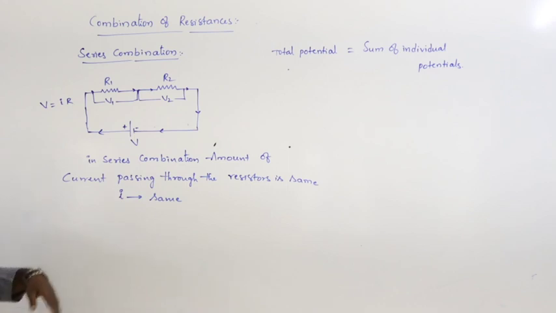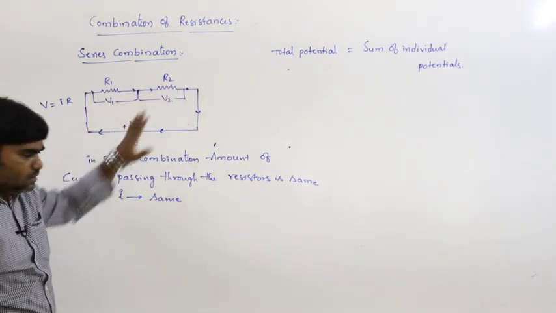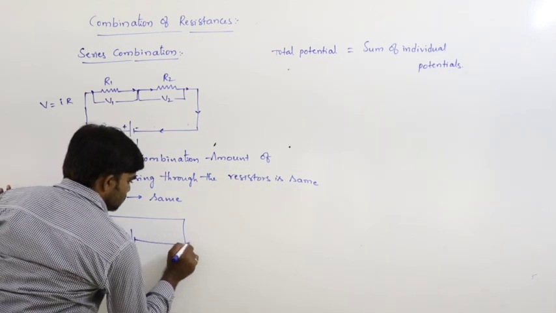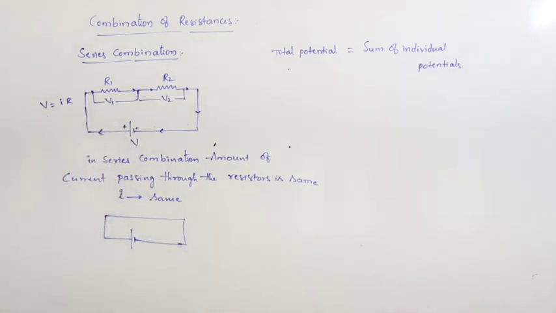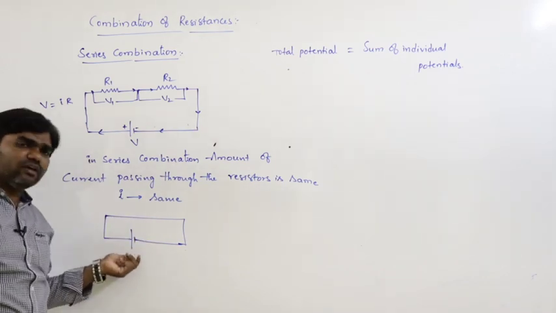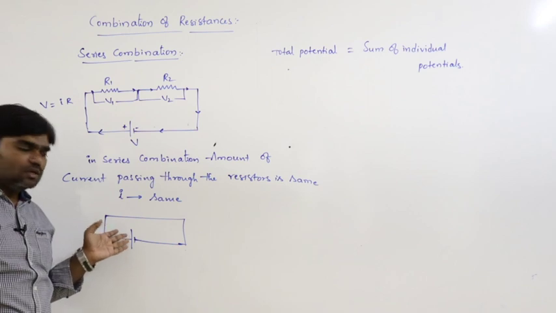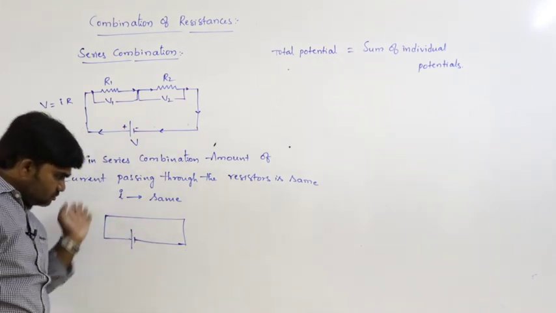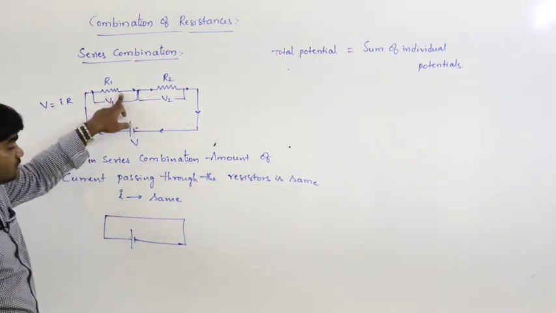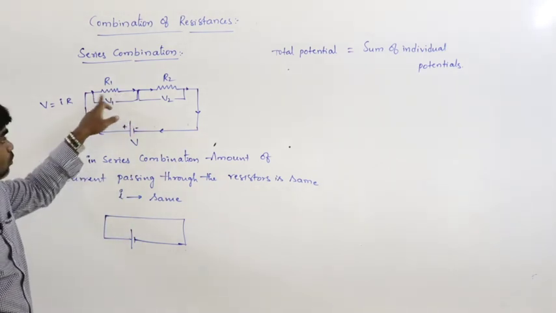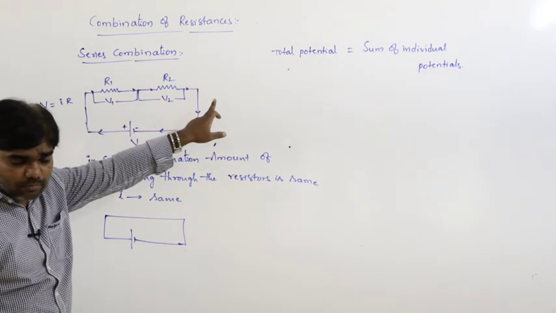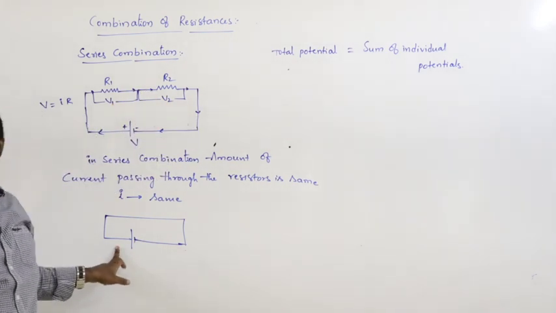For example, if it is a circuit like this, if there are no resistances, there is no need for any work done to drive the charge, because there is no opposition. So directly current passes through the circuit. Because of resistance, a certain amount of work done is required to overcome this. So that's why this is the situation.